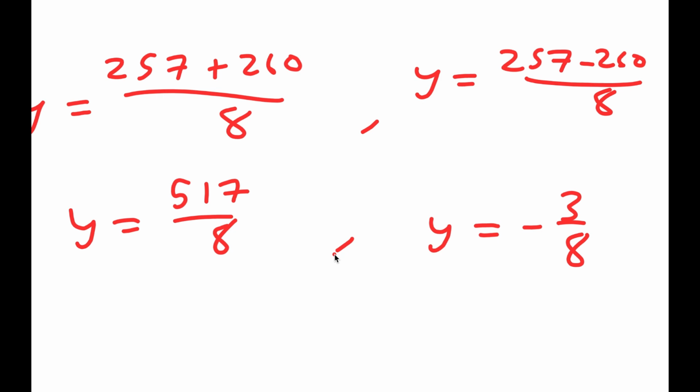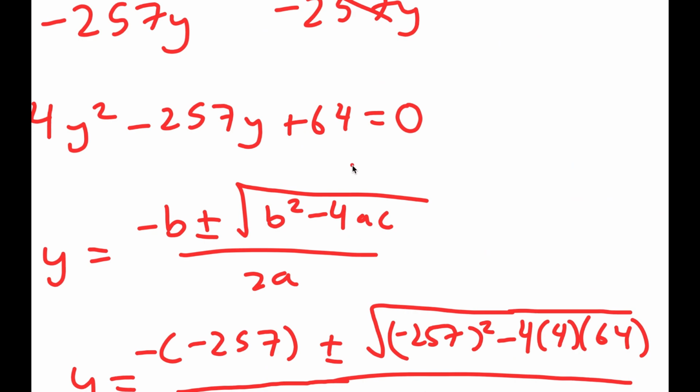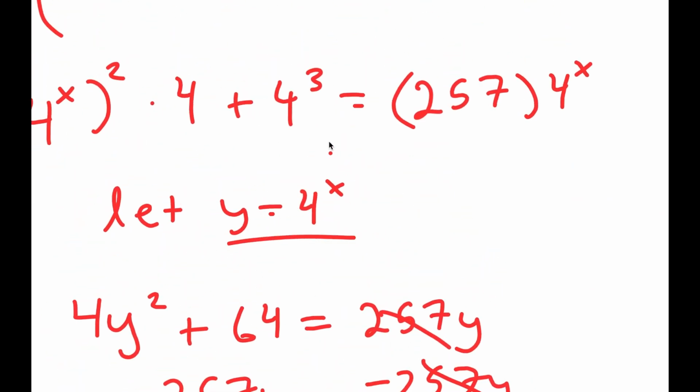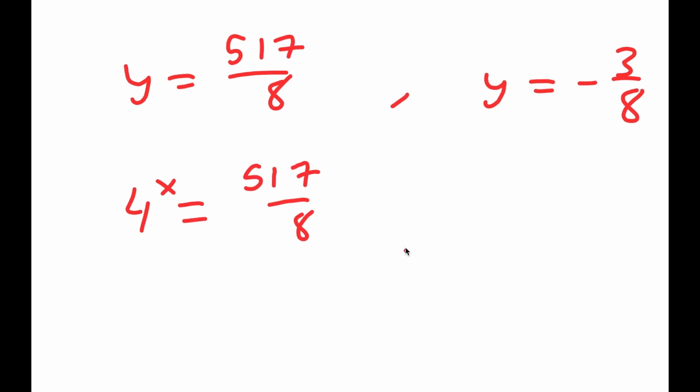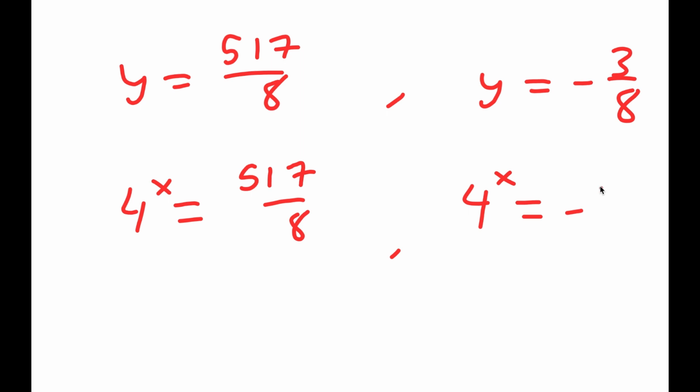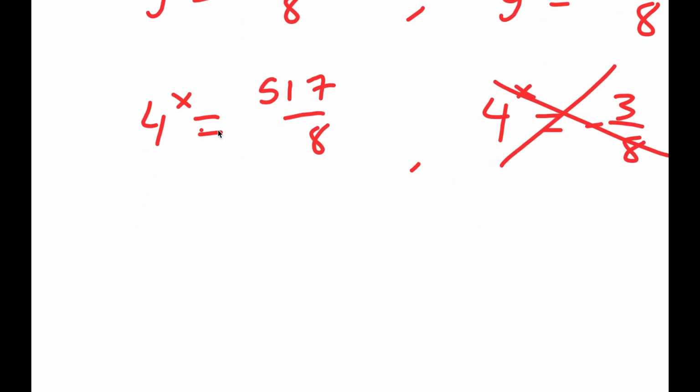So these are my two solutions for y. Now remember how we let y equal 4 to the power of x. So this means that 4 to the power of x is equal to 517 over 8, and 4 to the power of x is equal to negative 3 over 8. Well, you can't take the power of a positive number and make it equal negative, so there's no solution to this, meaning this is the only solution that we have.